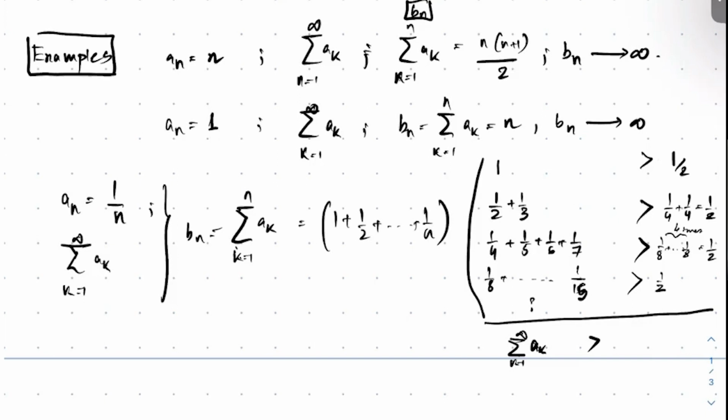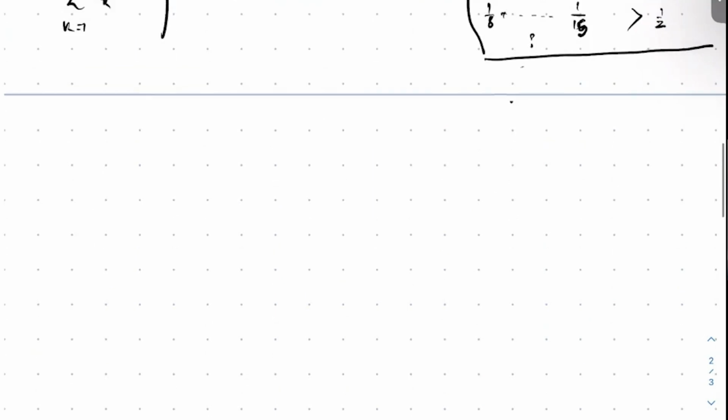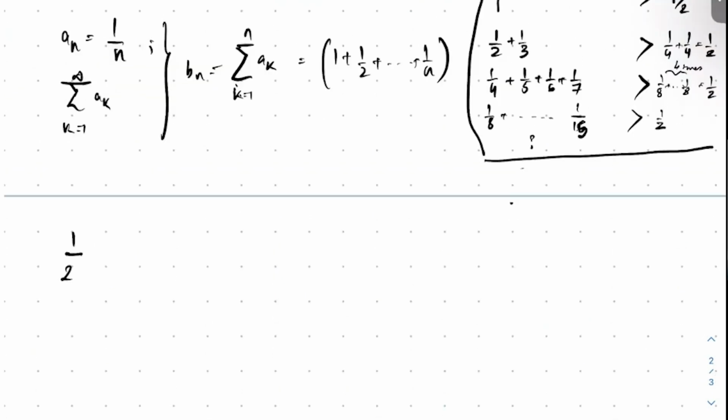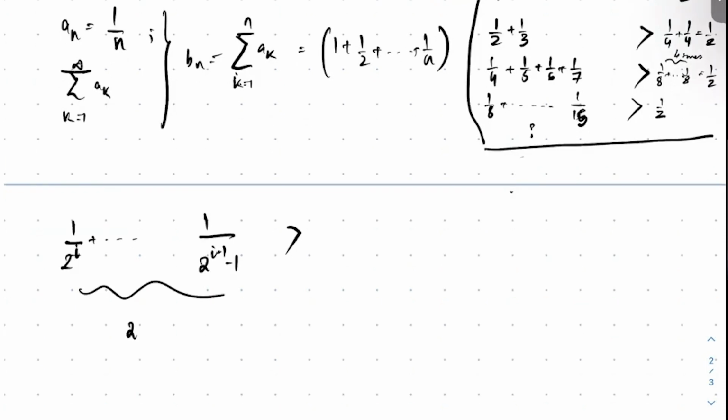Let's do it mathematically a bit more. You can see that 1 over 2 to the power i plus dot dot dot up to 1 over 2 to the power i plus 1 minus 1, right? Like 1/8 till 1/15. So how many numbers are out there? How many numbers are there from A to B? B minus A plus 1.